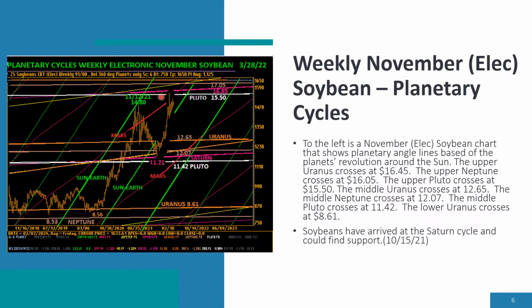Now there's also resistance at Pluto at 1550, Saturn at 1685. Above there we have Neptune, Neptune at $17.05. Looks like the middle Uranus crosses at 1265, and that is now support. Middle Neptune crosses at 1207, Saturn at 1171, and Pluto at 1142.